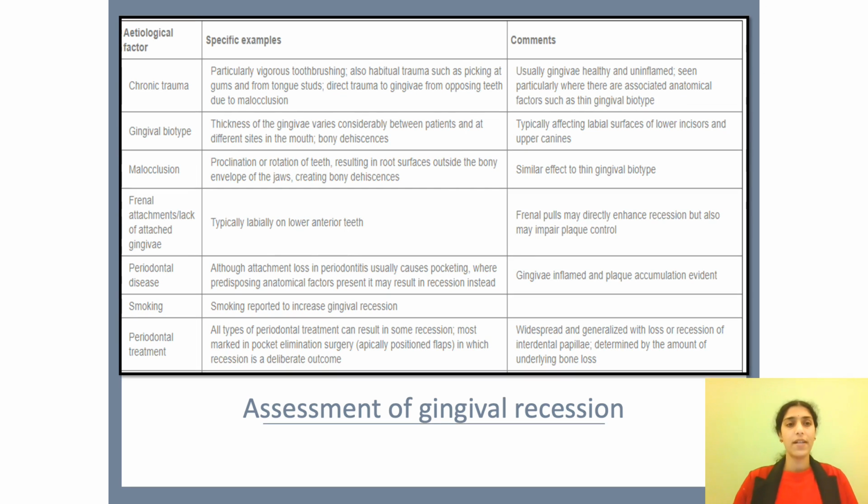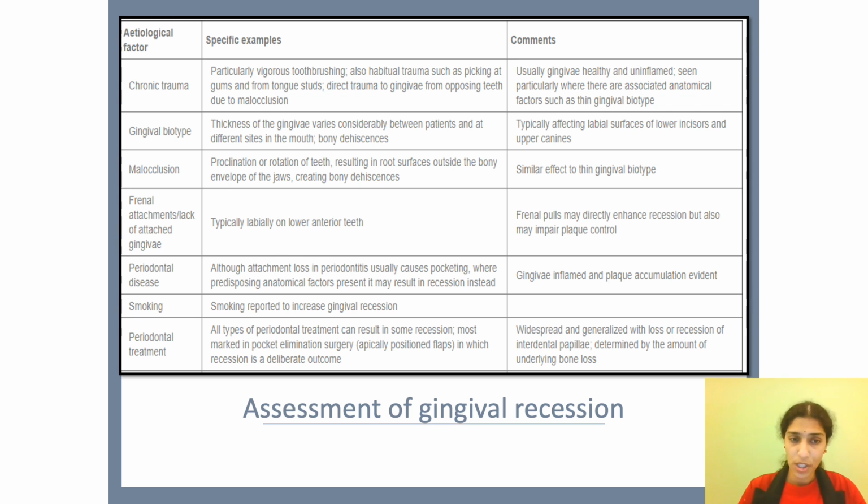The assessment of gingival recession is briefly summarized in this table. As you can see, if the etiological factor is chronic trauma, as in the case of vigorous tooth brushing, or habitual trauma such as picking at the gums, even tooth picking at the gums, or tongue studs, they can also cause recession. Usually in such situations, how will the gingiva be? Very healthy. Usually not much inflammation can be seen, and it could be associated with only a thin gingival phenotype.